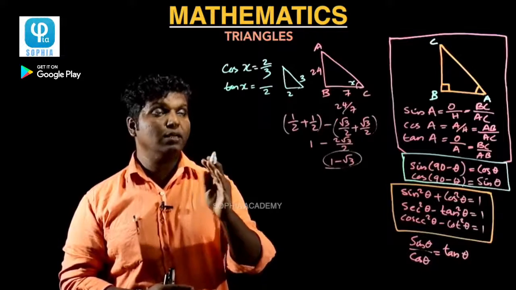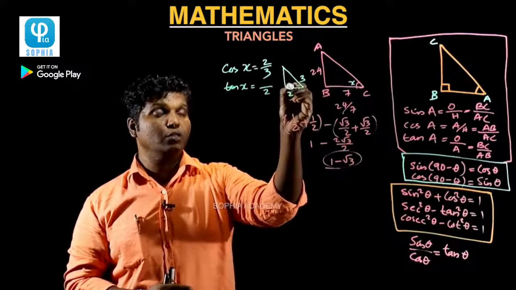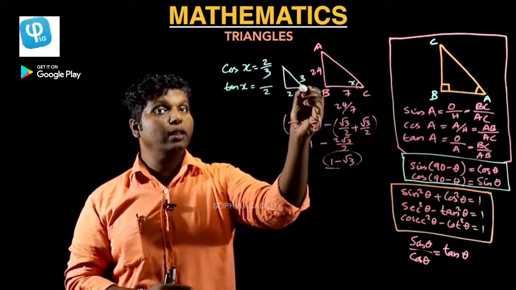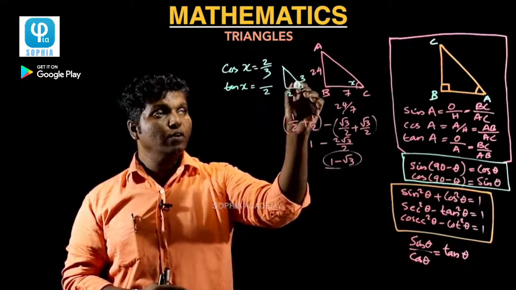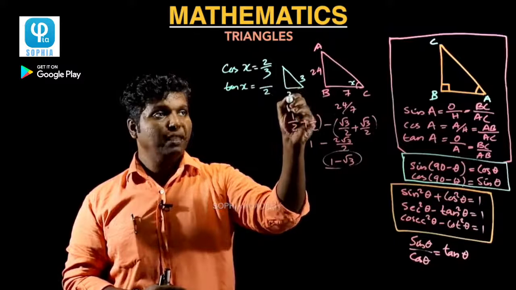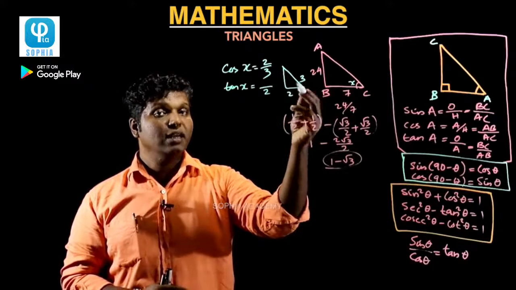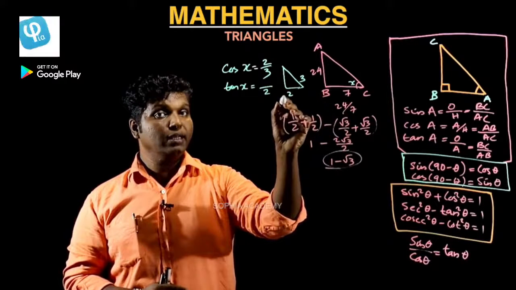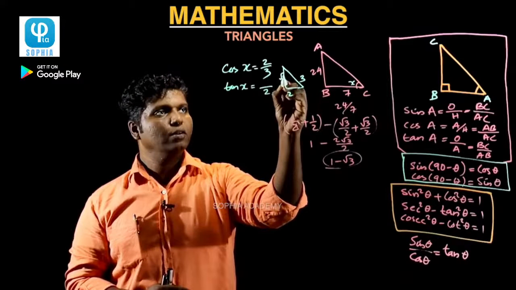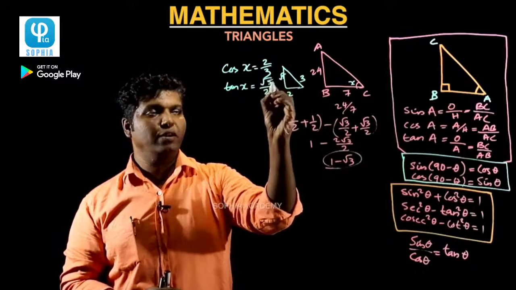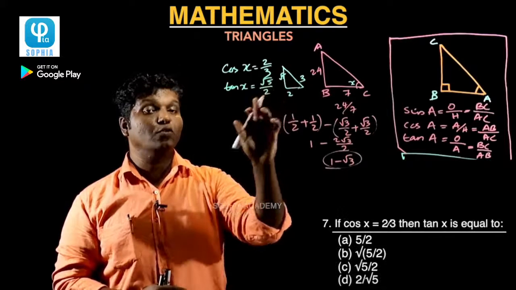By using Pythagoras theorem, you can say this side is equal to root of hypotenuse square minus base square. So that is root of 3 square minus 2 square. 3 square is 9, 2 square is 4. 9 minus 4 is 5. So that will be root 5. So we can say here, this will be root 5. So the answer is tan x is equal to root 5 by 2.